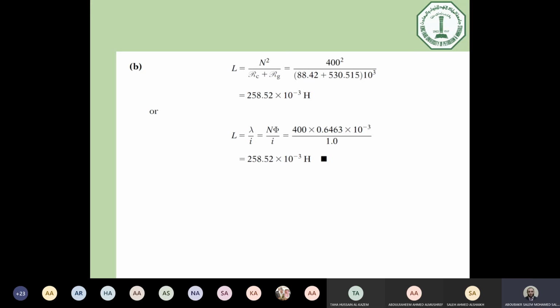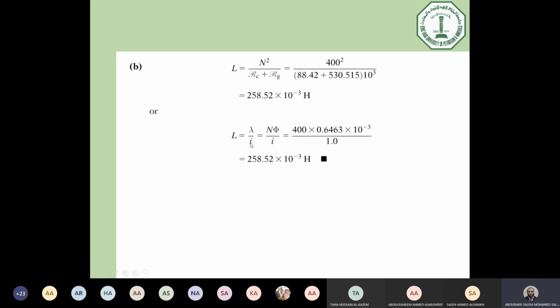So instead, in order to reduce the inductance, you can reduce the number of turns. So this is a better solution, because if you increase the air gap, you will increase the MMF required, and this will force you to increase the current as well. However, if you decrease N, in this case, you will find that the inductance will be lower.